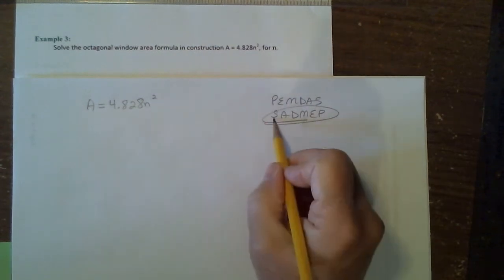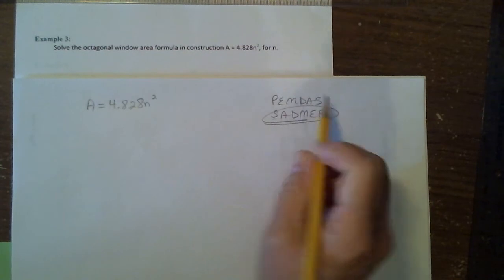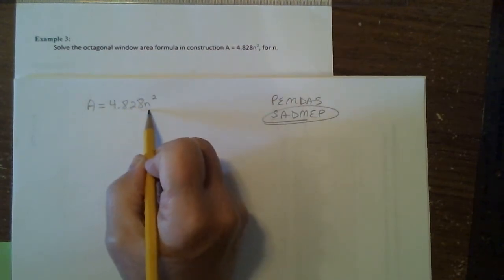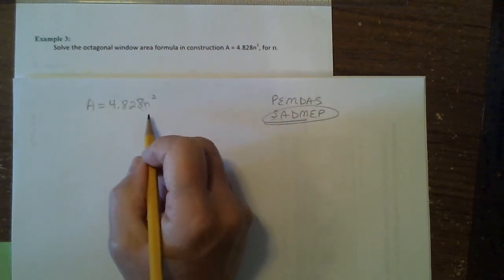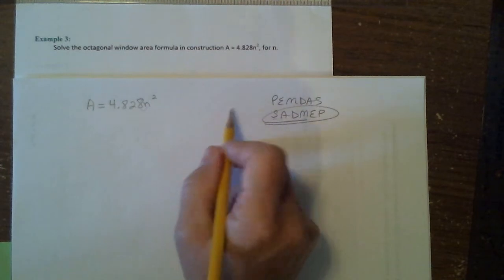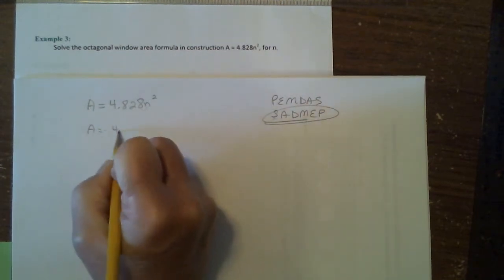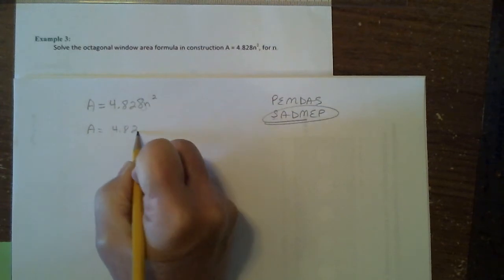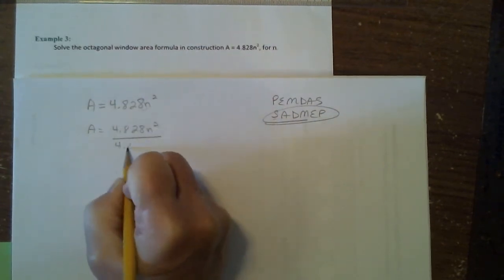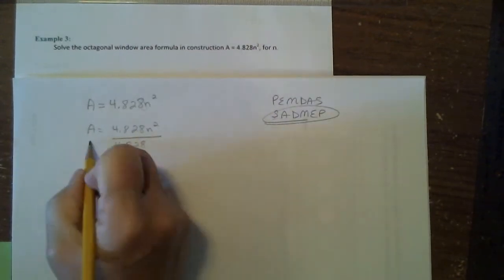Well, let's see. I don't have any subtraction or addition going on. Do I have any division or multiplication? You bet I do. Right in here. It's 4.828 times N squared. So I have to undo that. Undo what's being done. And in order to break that, I'm going to leave him alone, nice and clean. I'm going to divide this side. It's the opposite of multiplication, and whatever I do to one side, I have to do to the other.